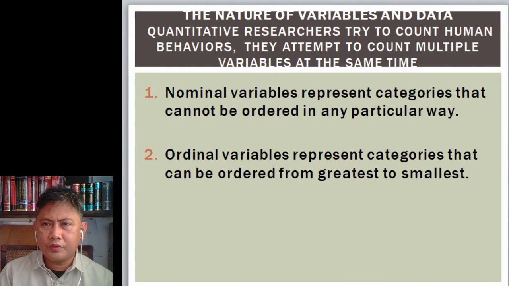So what is the nature of variables? Variables are classified into four. The first level type of variable is what we call the nominal variables, which represent categories that cannot be ordered in any particular way. A nominal scale describes a variable with categories that do not have a natural order or ranking. You can code nominal variables with numbers if you want, but the order is arbitrary and any calculation such as computing a mean, median, or standard deviation would be meaningless.